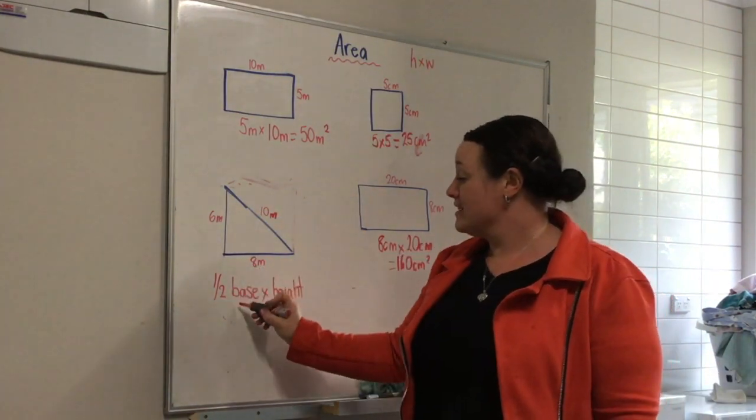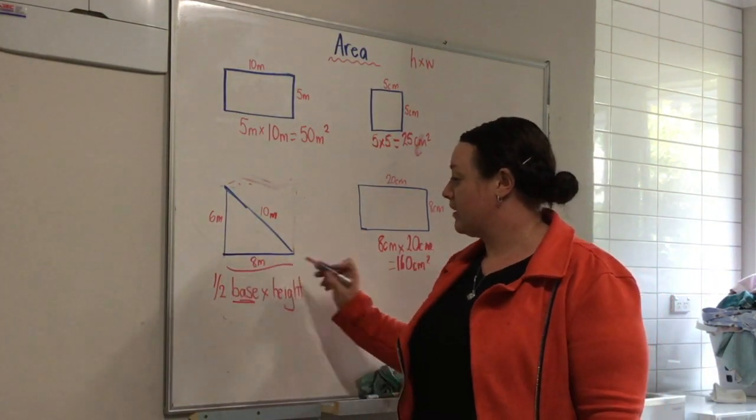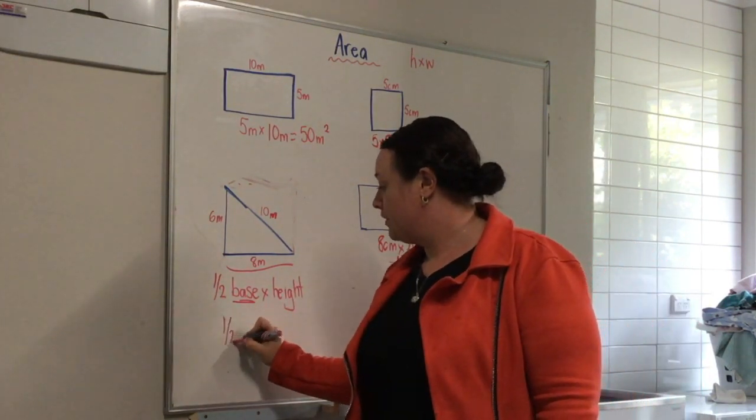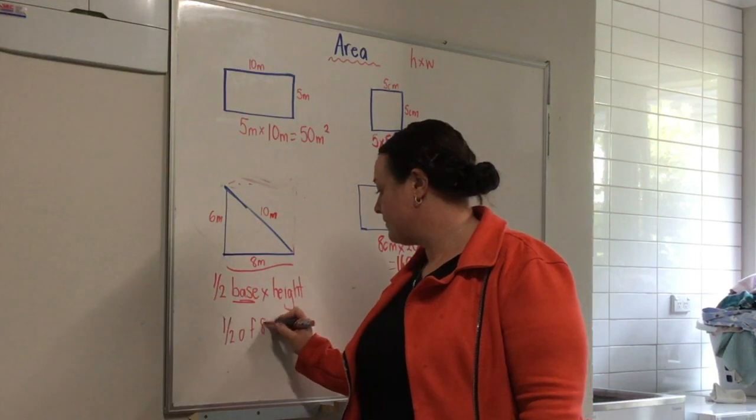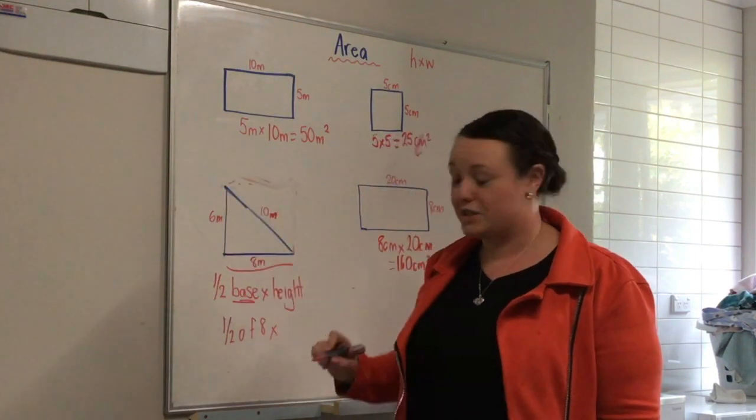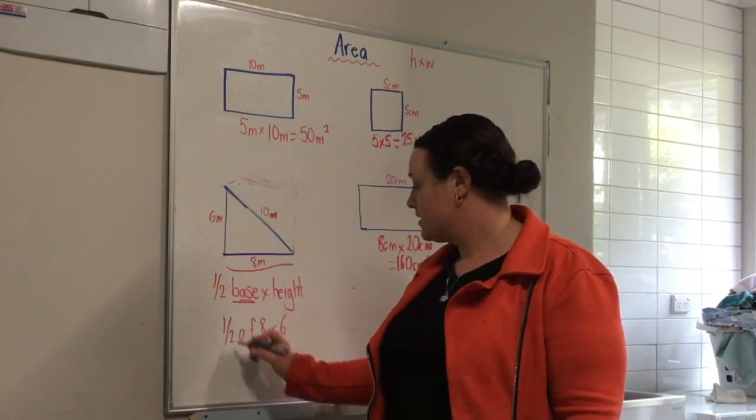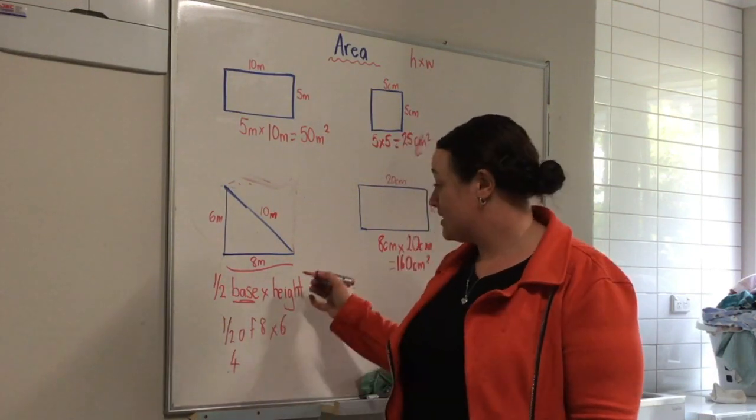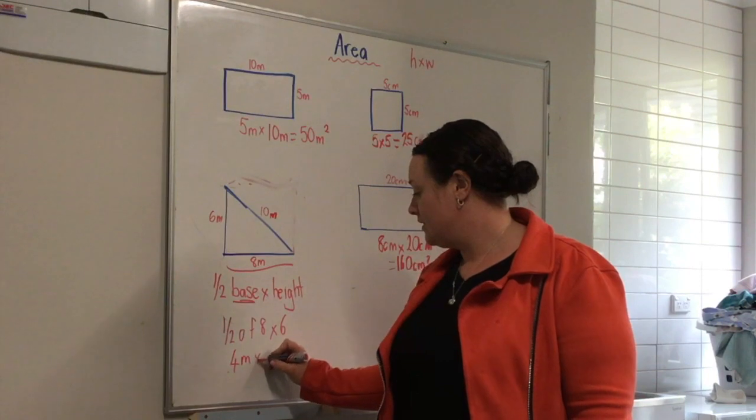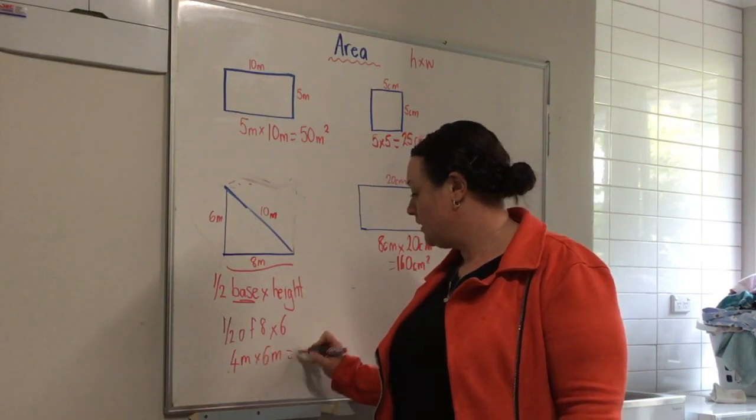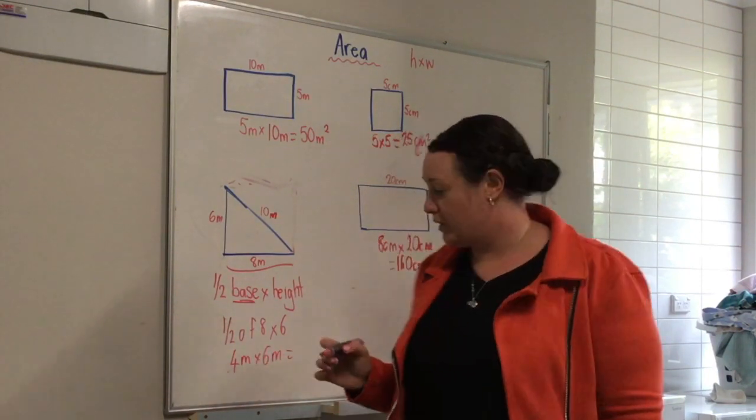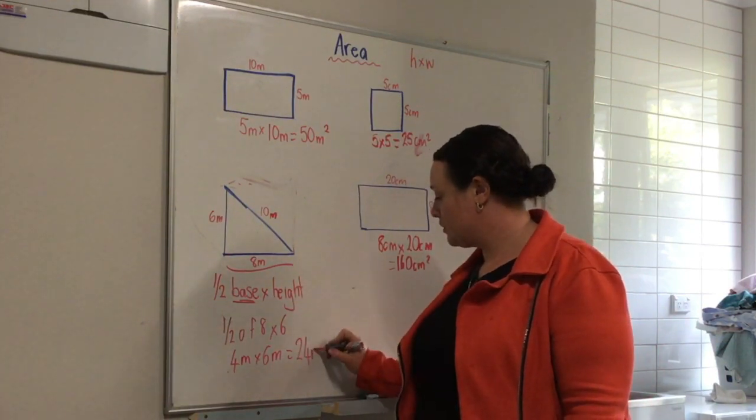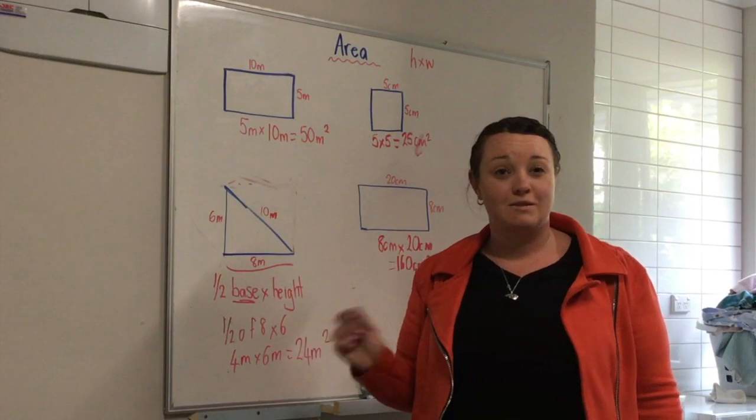So our base is our measurement that goes along the bottom, which is 8. So we've got to go half of 8 times our height, which is 6 meters. So we know half of 8 is 4, times our 6 meters. We know that 4 times 6 is 24. So our area for our triangle is 24 meters squared.